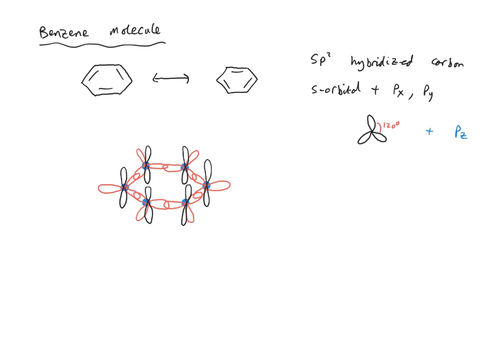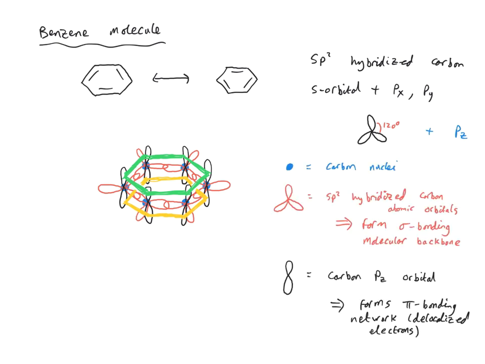And each of these pz orbitals contains a single electron, and the electrons can actually tunnel from one orbital to the other above and below the plane. And I've illustrated that here by the green and the yellow lines. And so this is what we have.